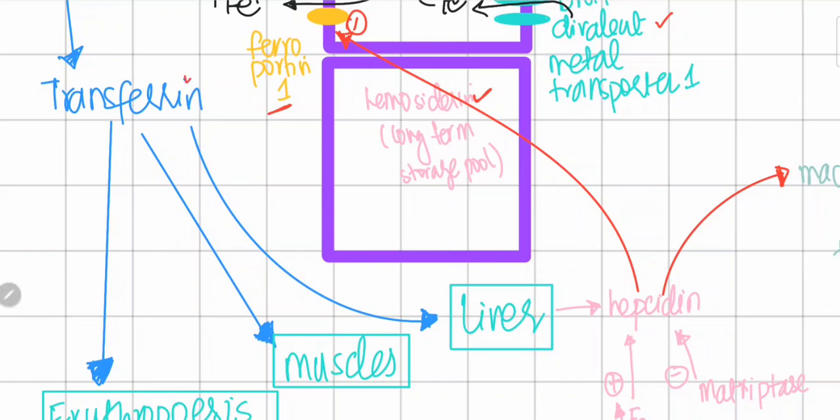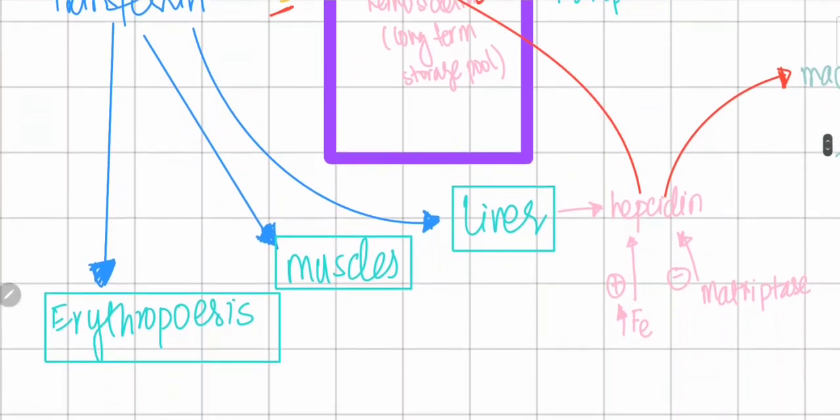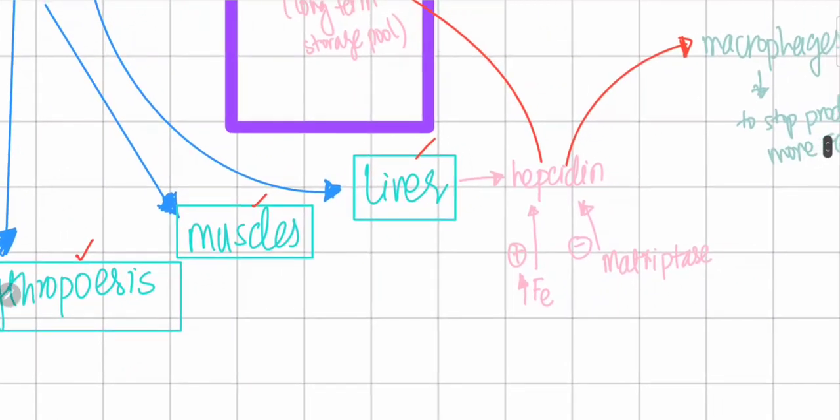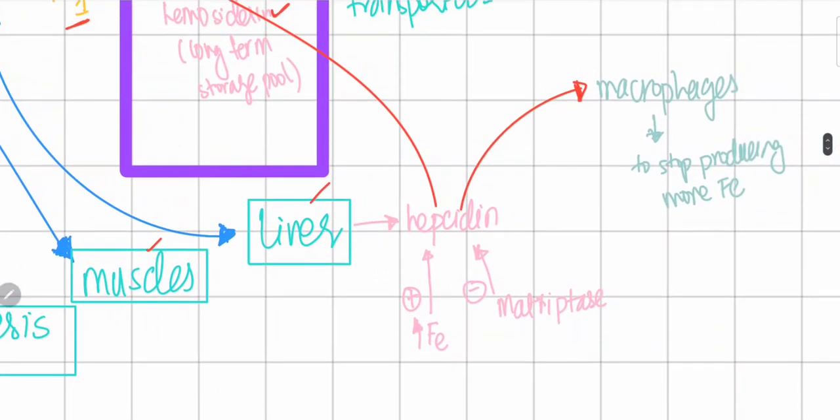Iron is transported via transferrin, and then it is distributed to erythropoiesis, muscles, and liver. Now we talk about the regulation of iron. That is, liver produces hepcidin. Now, if the iron is increased, or the iron stores in liver are increased, then what is going to happen is that hepcidin will be produced.